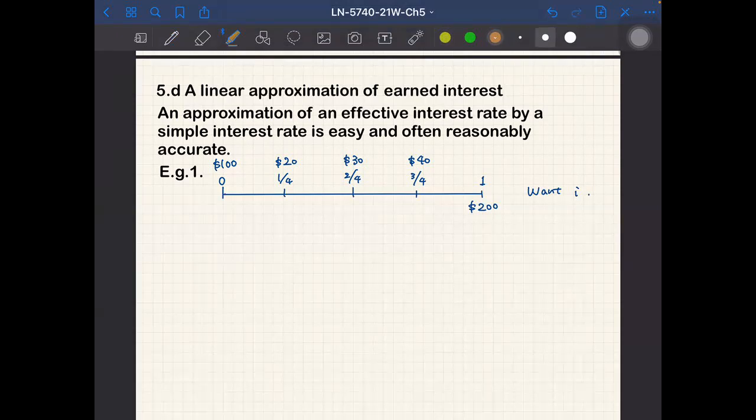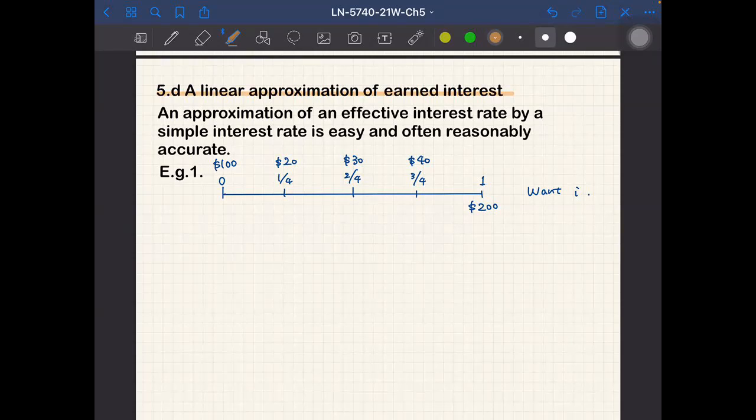Hi, the new section, 5D, a linear approximation of earned interest. So the point is that an approximation of an effective interest rate by a simple interest rate is easy and often reasonably accurate. Sometimes it's not very easy to calculate the effective interest rate because the time points are fractional. In such a case, we can use the simple interest rate. Then it's different from the annual effective interest rate, but still it gives a good approximation.